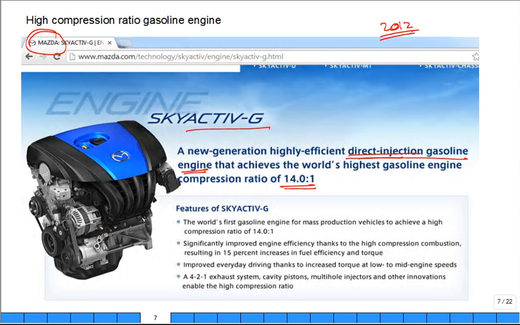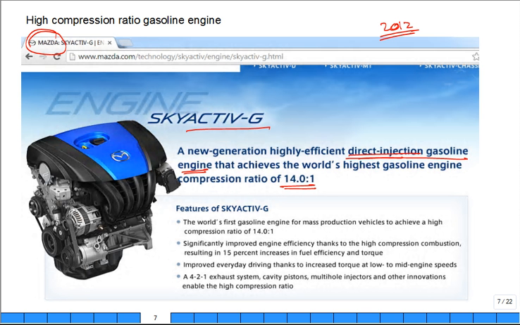Let's romp around. What? It's too small? It's high efficiency? Is the selling point performance or is the selling point miles per gallon? Really? Okay, so the selling point is miles per gallon.